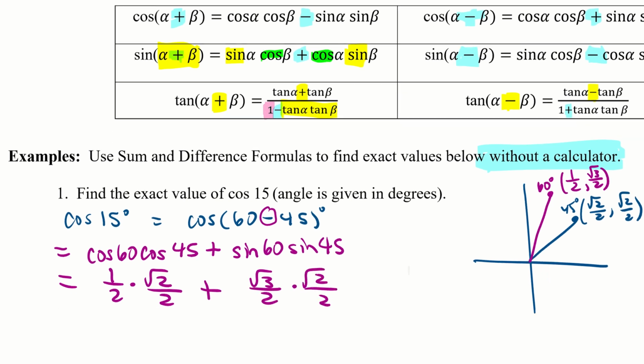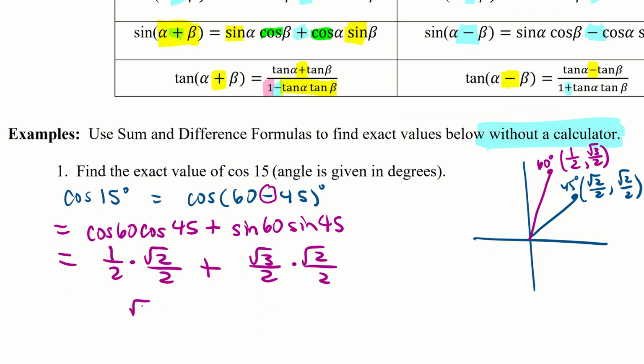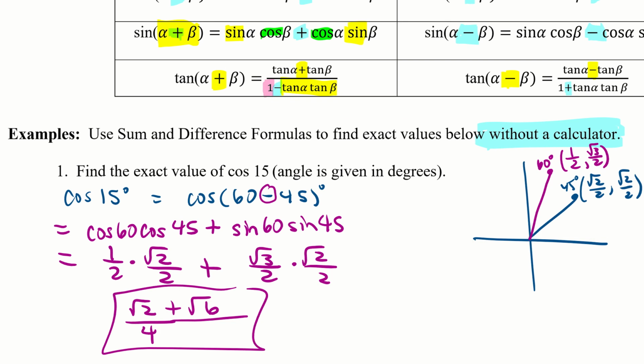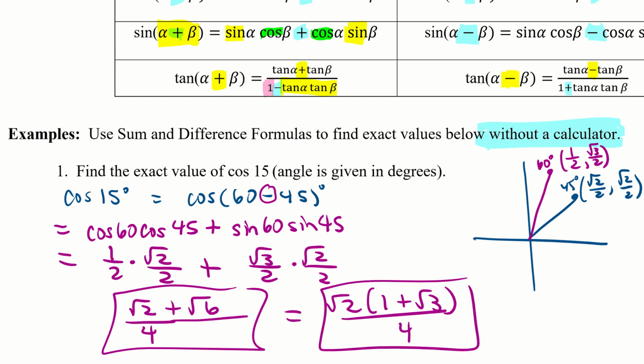As I simplify this a little bit, I end up with root 2 over 4, and in fact, these both have a denominator 4, plus root 6. Every once in a while, you might see this written oddly where there's a GCF. That's kind of a weird one. If you ever see this answer, it's equivalent. You can write the answer in any form you'd like. I probably would write the first one.